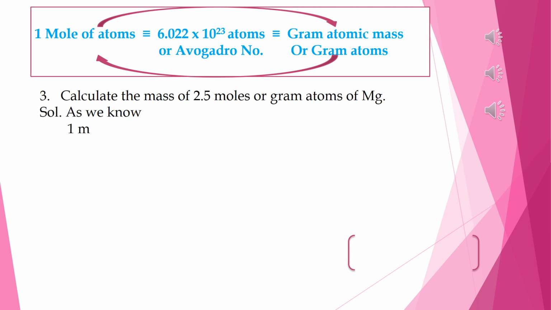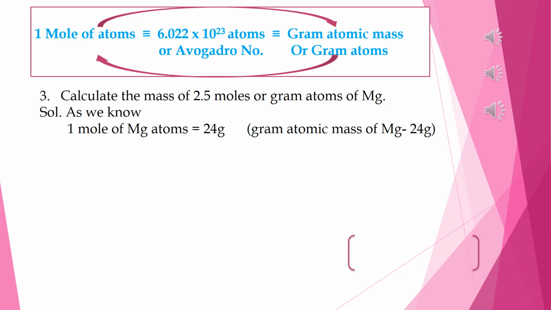So as we know, 1 mole of magnesium atoms is equal to 24 grams, which is the gram atomic mass of magnesium, because 1 mole is equivalent to gram atomic mass. That is why 1 mole of magnesium atom is equal to 24 grams. So 2.5 moles of magnesium atom is equal to 24 divided by 1 into 2.5 moles, which comes out to be 60 gram. Let's do another numerical, which is the reverse of above relationship.